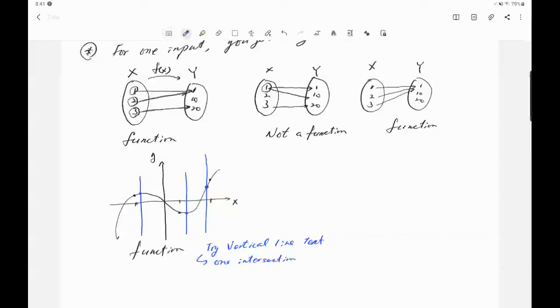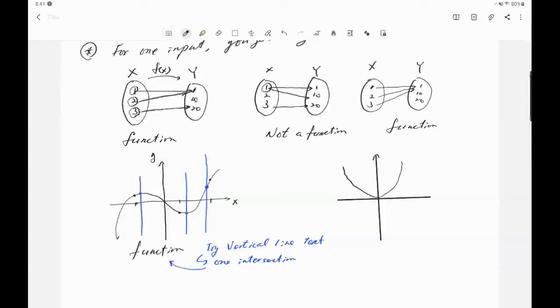You may not cross this at one point. Then it is a function. Okay, so how about this? Here's the x-axis and the y-axis. If the graph looks like this, is this a function?